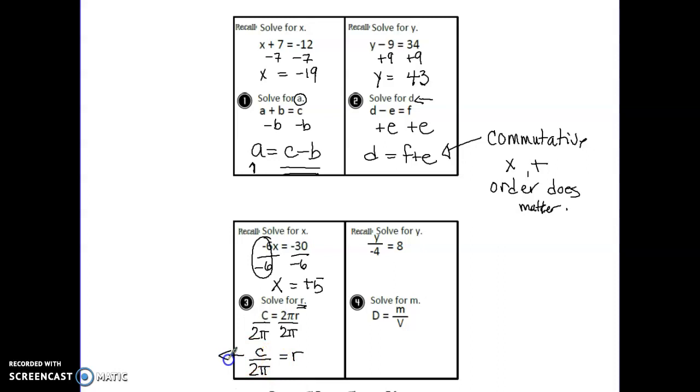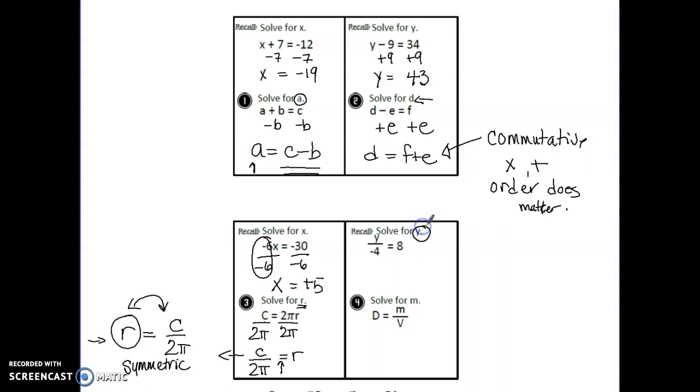We can rewrite these equations because equations are symmetric. So often you'll see me rewrite this equation as r equals c over 2 pi. I can move it to left and right as long as I don't change anything, and then I can just read the answer. I like it when I read left to right. So I was looking for r, and I'm going to write r on the left-hand side. You'll see me do that a lot.